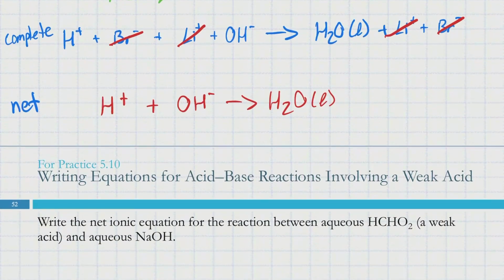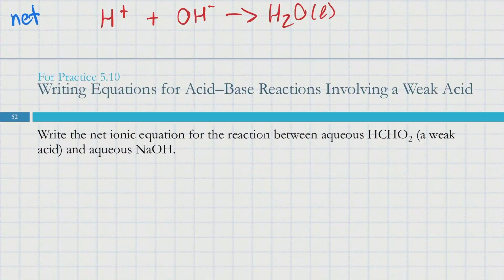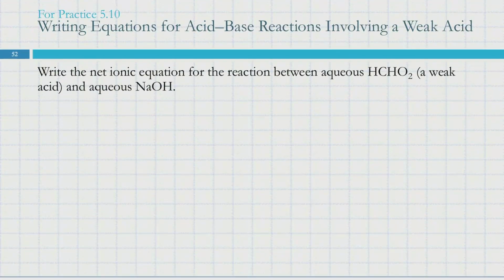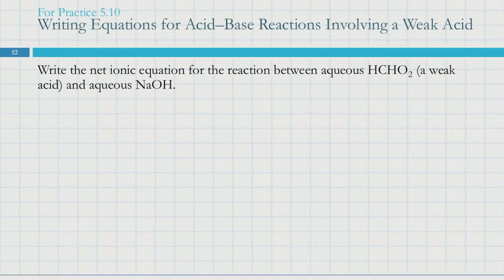We can also do a similar thing for this reaction between aqueous HCHO2, which is a weak acid, and aqueous NaOH. We're reacting an acid and a base. What are the products going to be? We're going to have water, and we'll also have a salt. In this case, that's going to be NaCHO2.